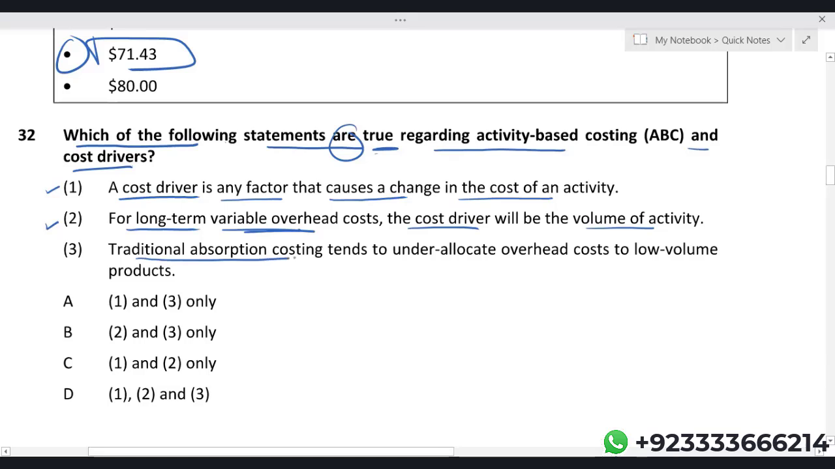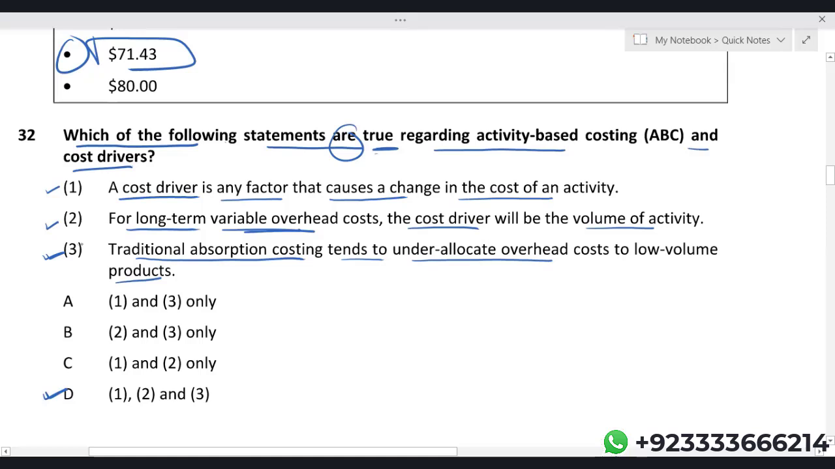Traditional absorption costing tends to under-allocate overhead cost to low volume products. Again, true. Traditionally, we know that absorption costing is on a volume basis. If a product has less volume, it will be allocated less overheads. We covered that in lecture 1 and also discussed it in lecture 2. So all 3 are correct.